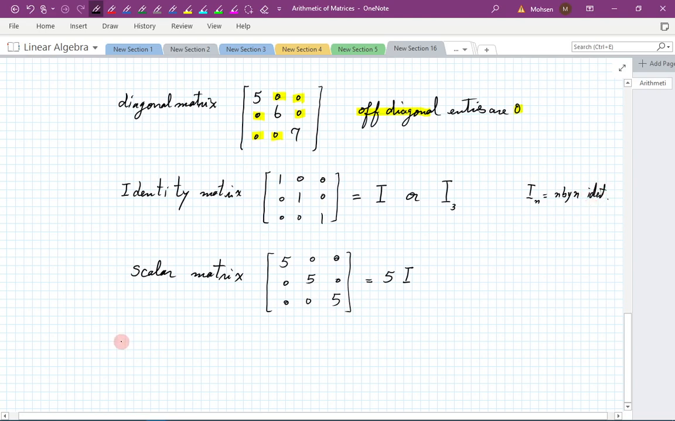Of course, we are going to say two matrices are equal to each other if and only if they are of the same size and all the corresponding entries are equal. So two requirements are here. They must have the same size for us to compare them, and then all corresponding entries are equal.